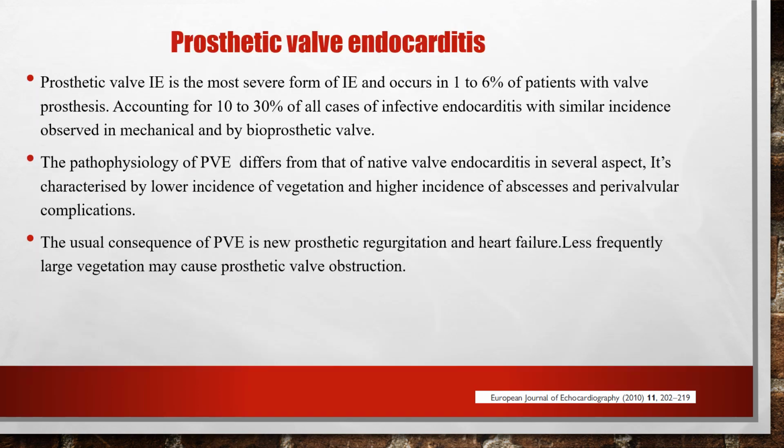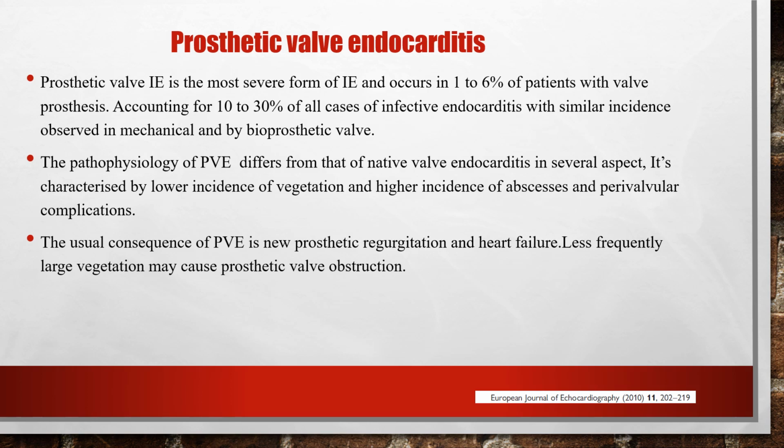Finally, I will talk about prosthetic valve endocarditis. Prosthetic valve endocarditis is the most severe form of infective endocarditis, and it occurs in 1 to 6% of patients with valve prosthesis, accounting for 10 to 30% of all cases of infective endocarditis, with similar incidence observed in mechanical and bioprosthetic valves. The pathophysiology differs from that of native endocarditis in several aspects. It's characterized by lower incidence of vegetation, but more incidence of abscess and perivalvular complication. The usual consequence is new prosthetic regurgitation and heart failure, and less frequently large vegetation may cause prosthetic valve obstruction.